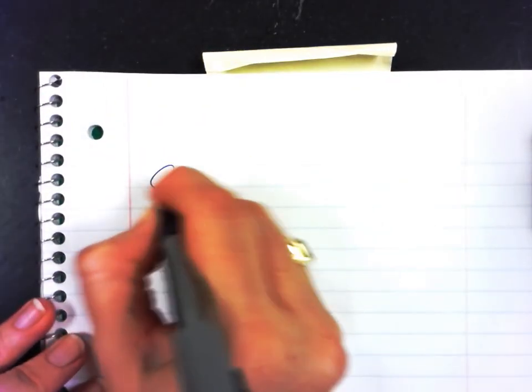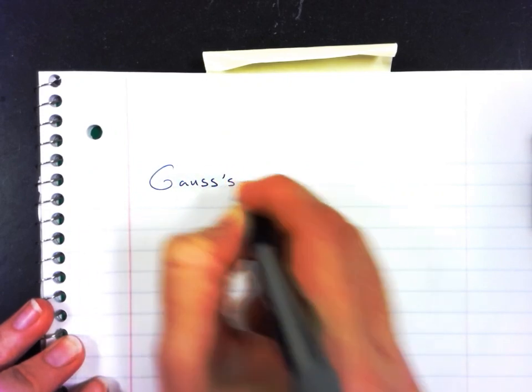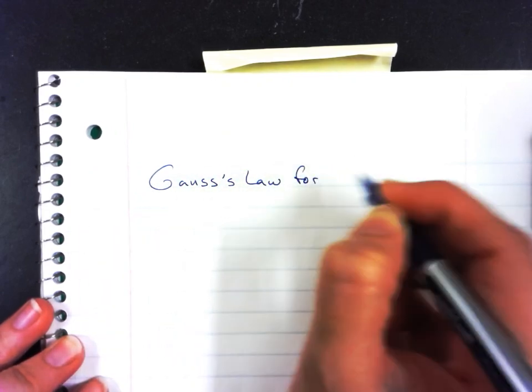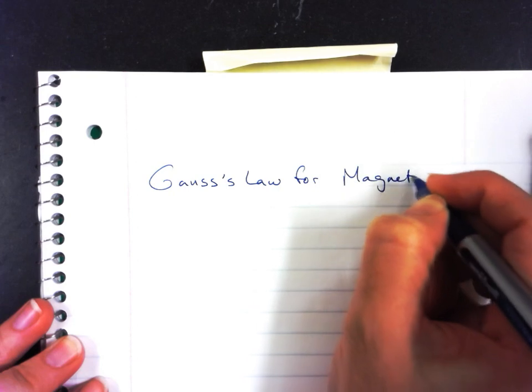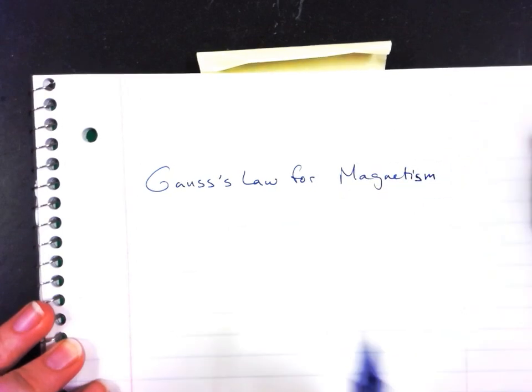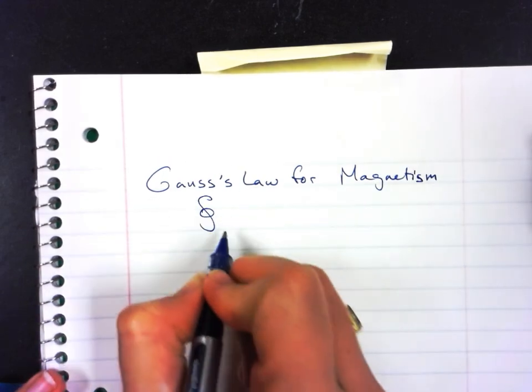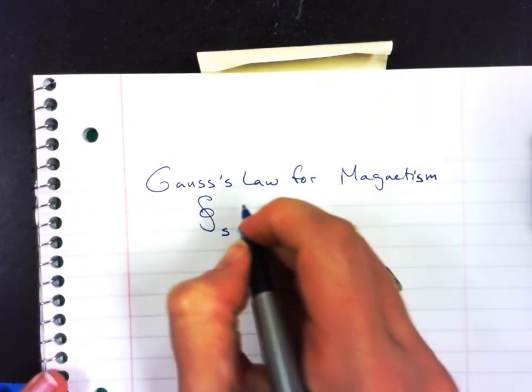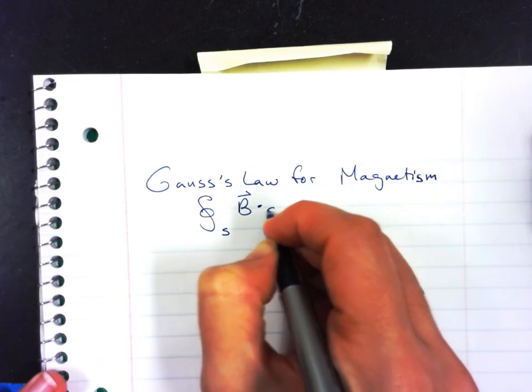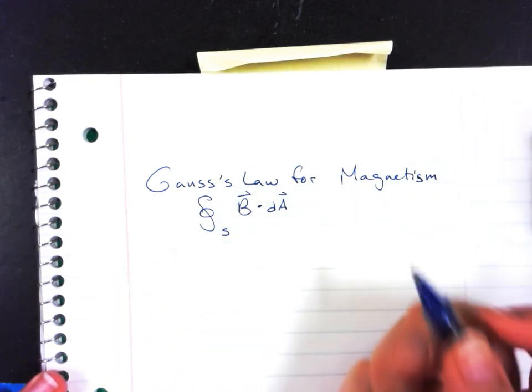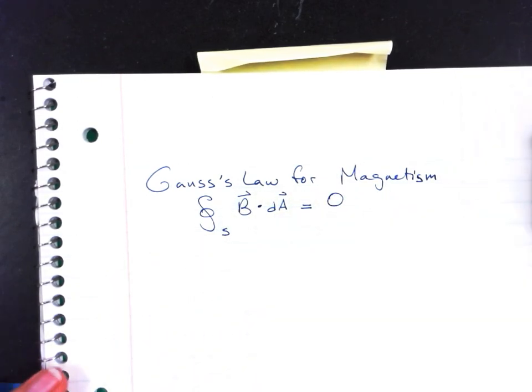So, Gauss's law for magnetism looks really similar. We're again going to have a closed surface integral, but now we're going to do the magnetic field dotted with the area, and this is equal to 0.